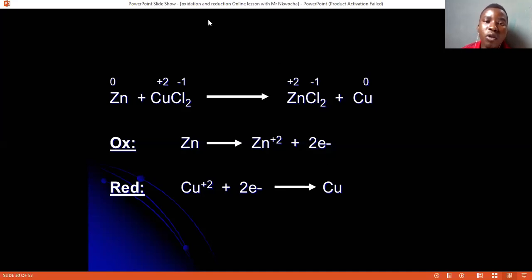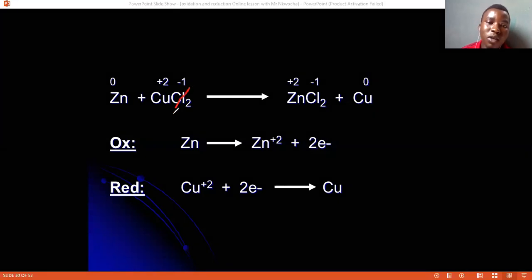Why did I remove chlorine? Because it goes to the stadium and keeps watching football without participating in football playing. So it's called a spectator. Whenever an ion does not have a change in oxidation state, we describe such an ion as a spectator ion. So you do not include it in your ionic equation.